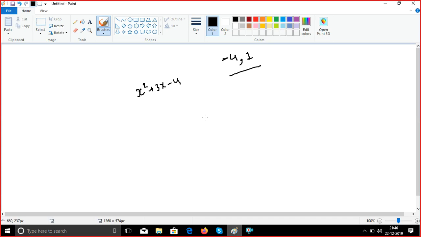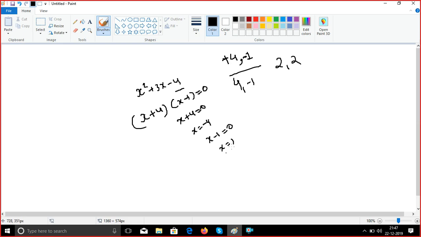Yeah, now I can. So you can see the question is x squared plus 3x minus 4. So I have to find the factors of 4. So it can be 2 and 2, and 4 and 1. But it's negative 4, that means one number should be positive and one number should be negative. So I can choose the two numbers plus 4 and minus 1. When you multiply them, you'll get minus 4. When you add them, you'll get plus 3. So two factors are x plus 4 and x minus 1 equals 0. So x plus 4 equals 0 is x equals minus 4. And x minus 1 equals 0 is x equals plus 1. So the answer is minus 4 and 1.